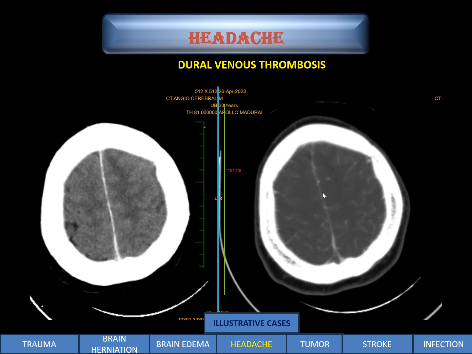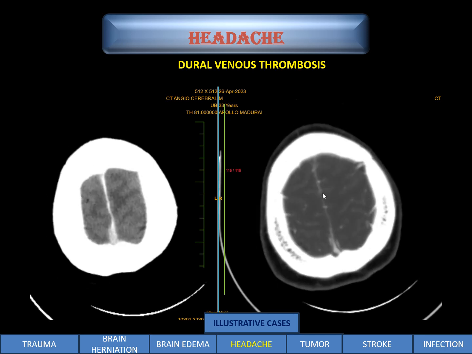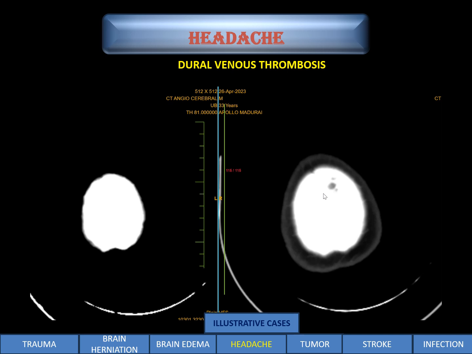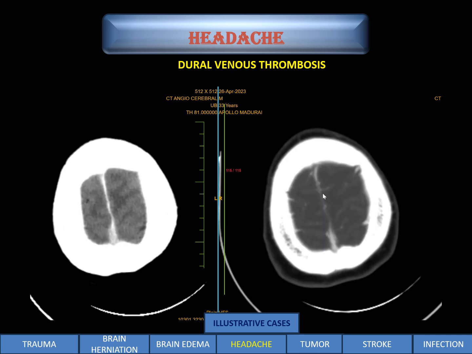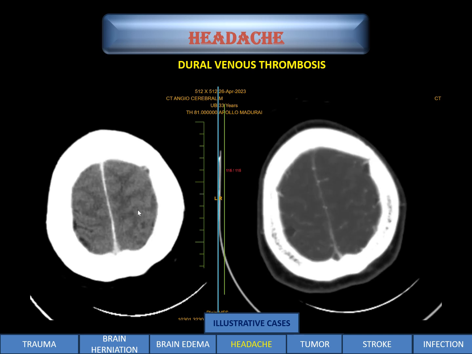This is a case of dural venous thrombosis. Again, as we move cranial to caudal, let me stop at this slide. Here we are able to see the structures which are hyperdense, isn't it? This is hyperdense. And the same thing on administering contrast also we are looking at it. So as we move inferiorly in the plane, it is appearing hyperdense.